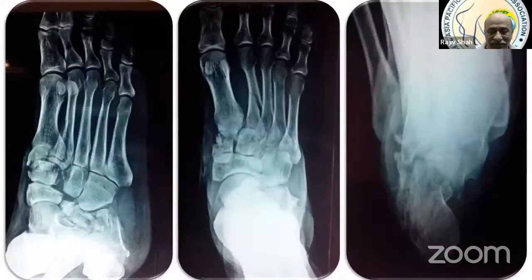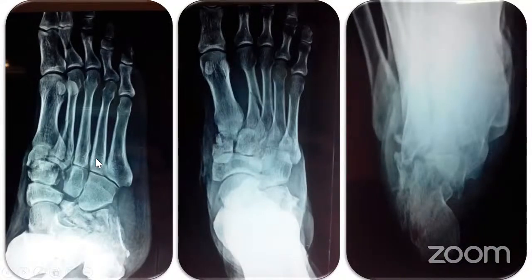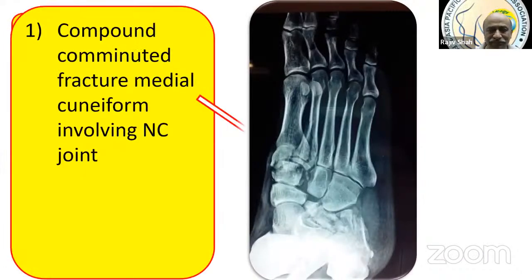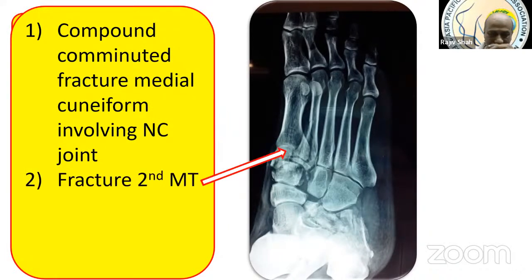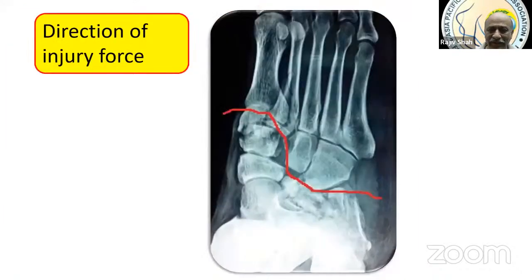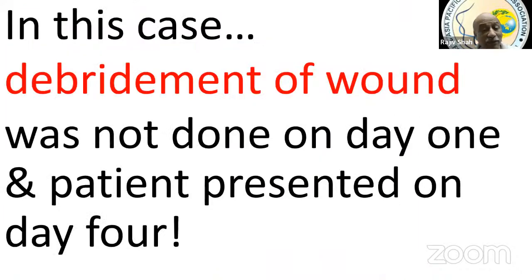And these were the x-rays. So he had a calcaneus, comminuted medial cuneiform, and metatarsal bad injury. So, compound comminuted fracture of the medial cuneiform involving the naviculocuneiform joint, second metatarsal base, comminuted calcaneus, and this is how the force was. The debridement of the wound was not done on day 1, and the patient presented on day 4.